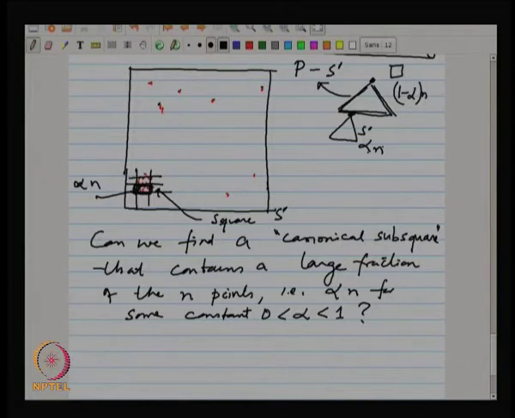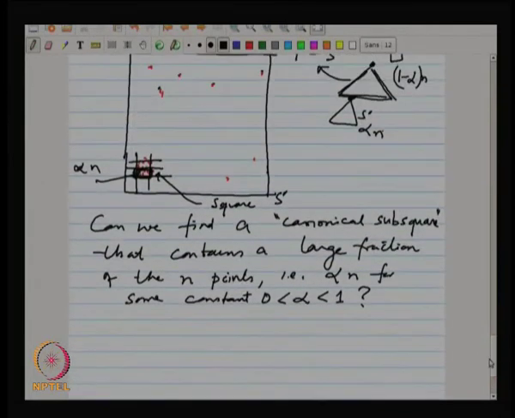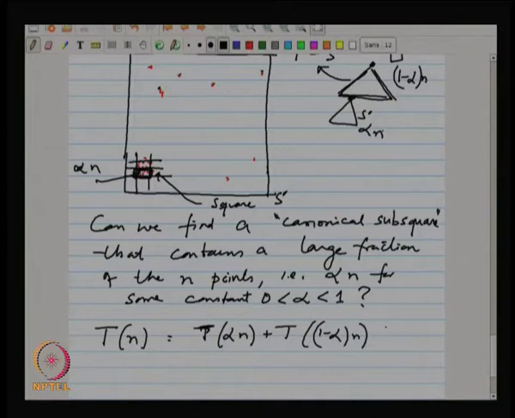And so we can write this recurrence to analyze the time bound. If T of n is the time to build the quadtree using this algorithm, then it is T of alpha n plus T of 1 minus alpha n plus the time that we require to find this dense subsquare.